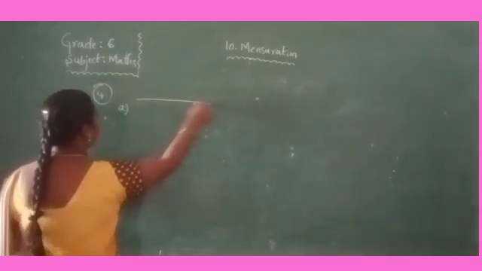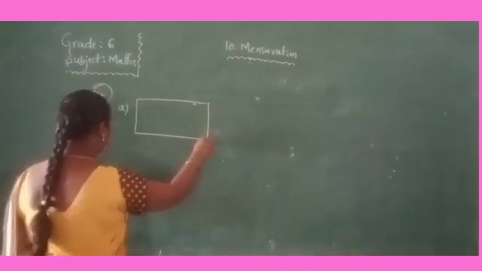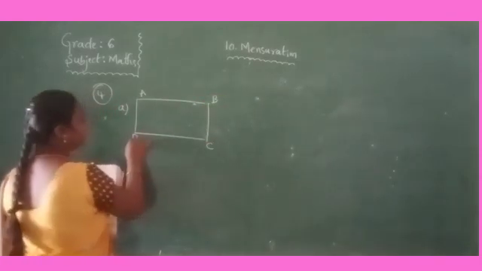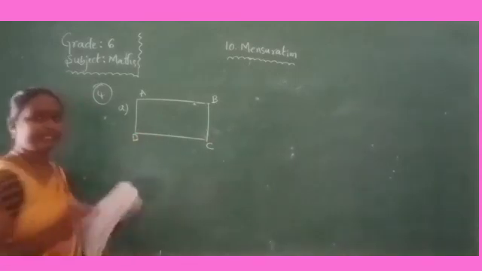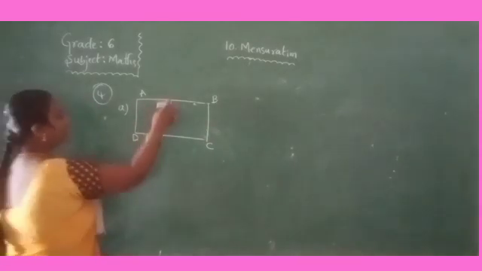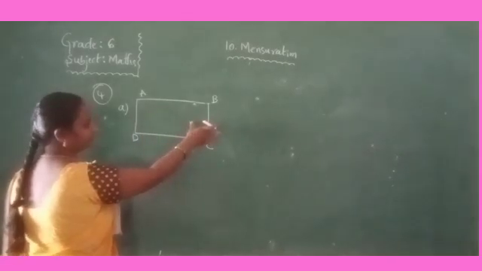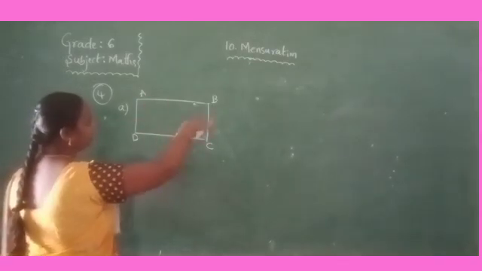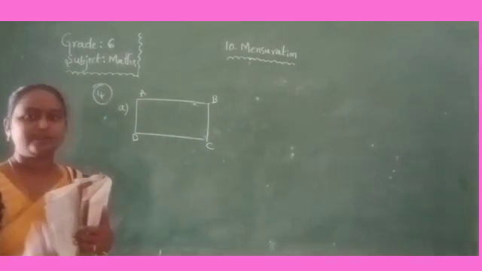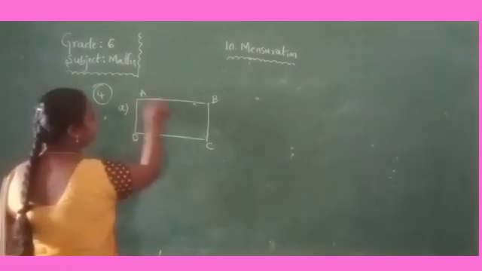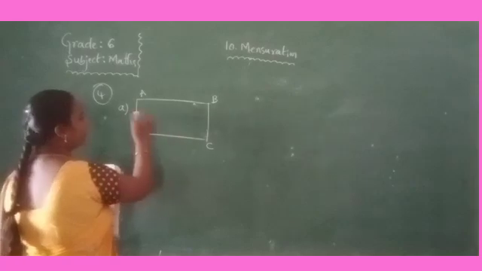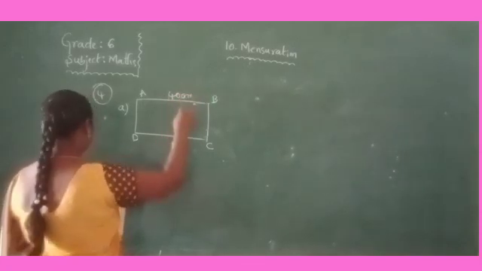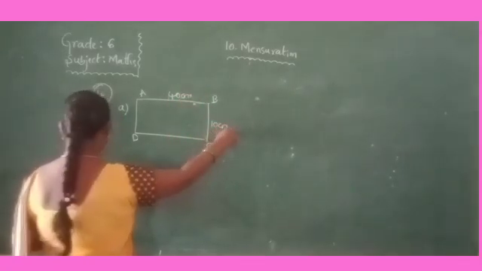First figure, see, what is the shape of this figure? It is a rectangle. Name of the rectangle is ABCD. It has two lengths and two breadths. Two lengths are equal, two breadths are equal, but not all sides are equal. The opposite sides are equal. That means length equal, breadth equal. What is the length of AB? 40 centimeters. BC, 10 centimeters.